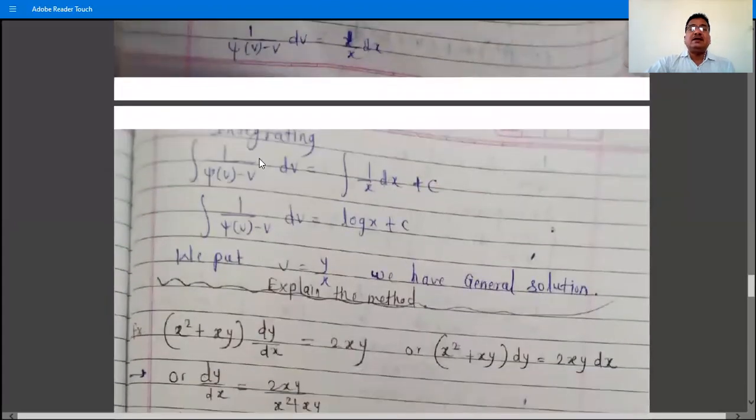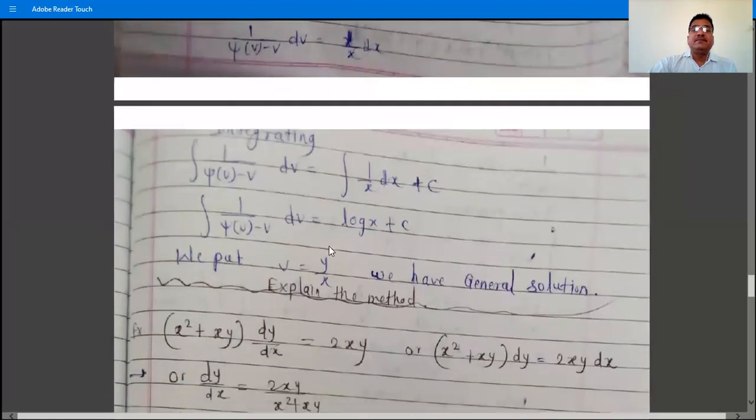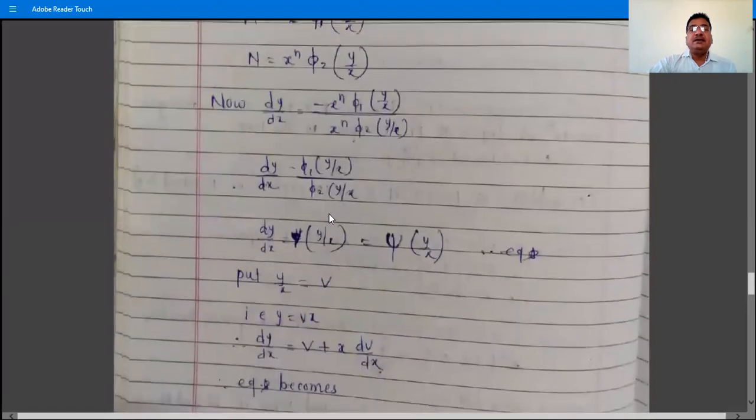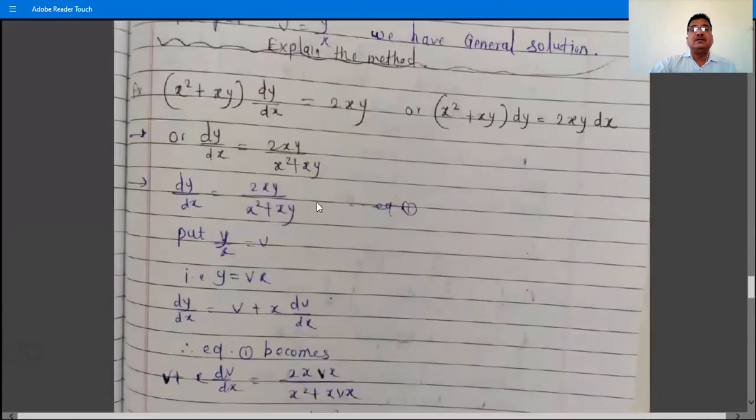So the next step is integrating after separating variables. Integration of 1 by psi v minus v dv is equal to integration of 1 by x dx plus a constant. So the integration of 1 by x is log x plus a constant of integration, suppose c. After integration, in an example we would have to find this integral, but now keep it as it is. Then reput v as y by x, because y by x is v. Here is our substitution, so resubstitute v as y by x.